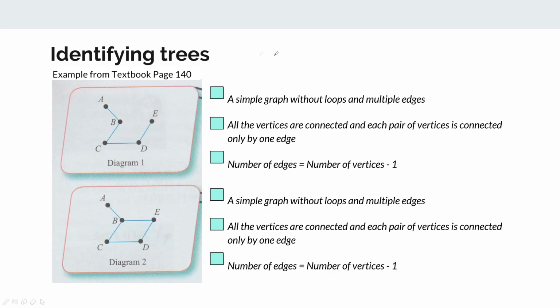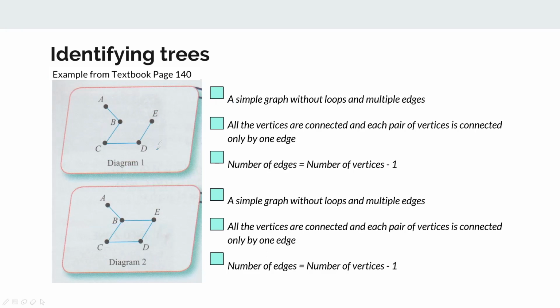Okay, so why did we have to learn the properties of a tree just now? We learned it to identify trees and to draw trees later in the topic. So here, let's try to identify trees first. Diagram 1, we have to identify whether these two diagrams are a tree or not.